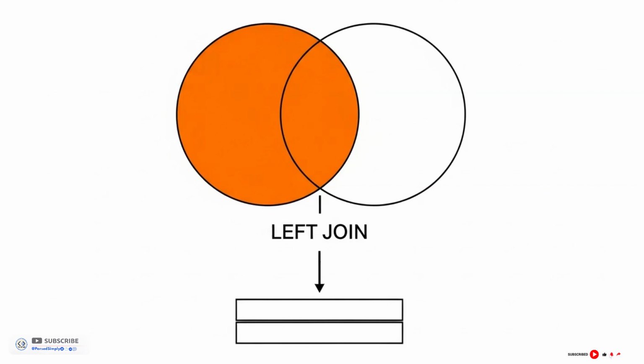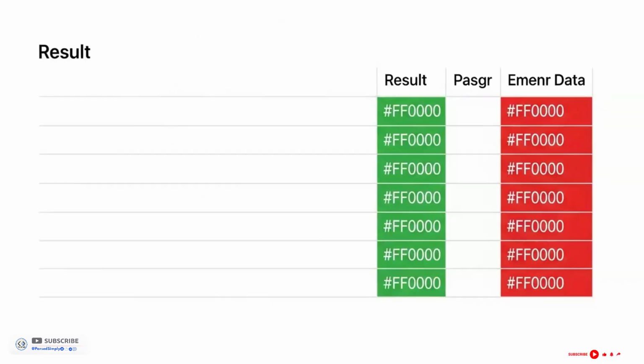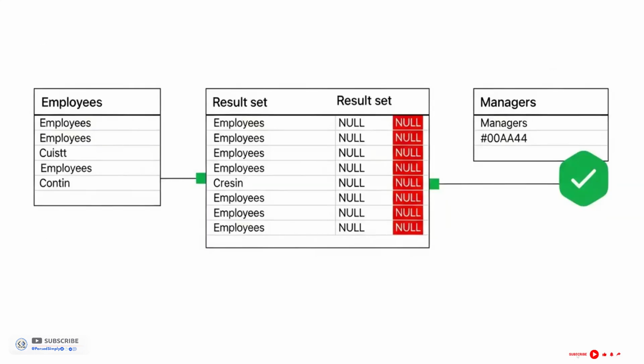A left outer join, or simply left join, returns all records from the left table, regardless of whether a match exists in the right table. When no match is found on the right side, the result set populates those columns with null values. This ensures you don't lose any data from your primary left side table. Use a left join when the left table is your source of truth, such as generating a master list of all employees while optionally showing their department manager details.